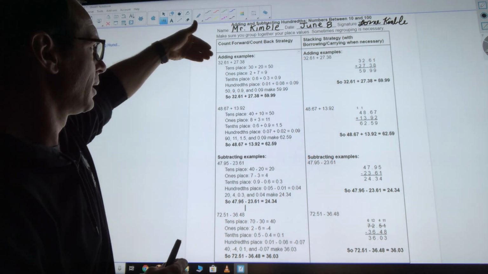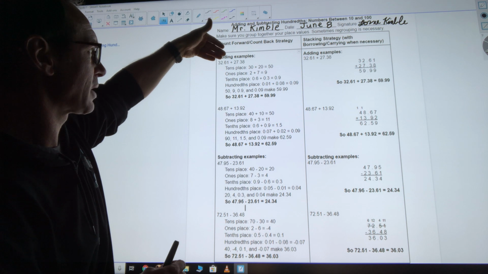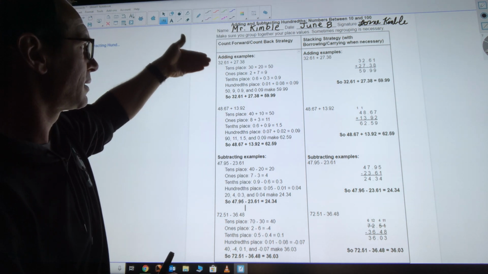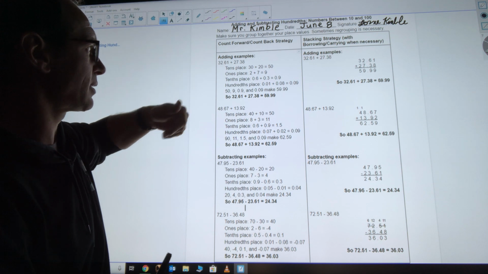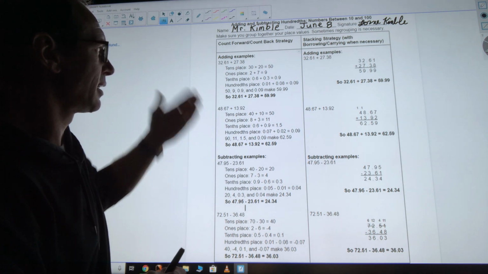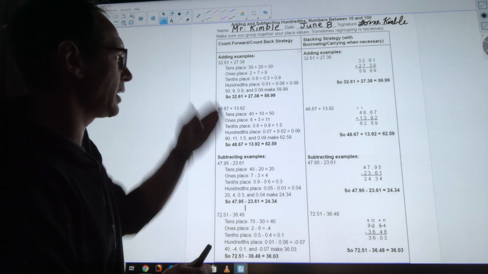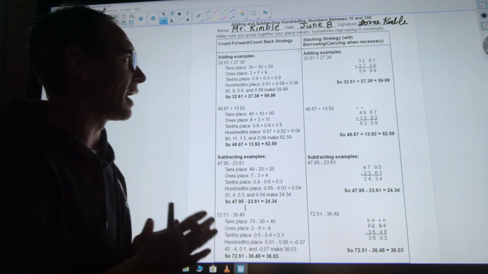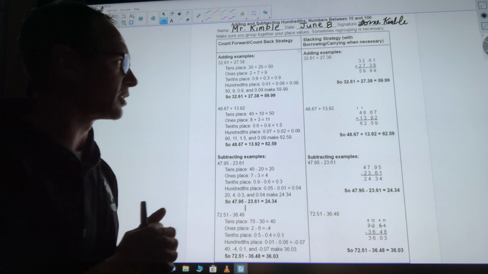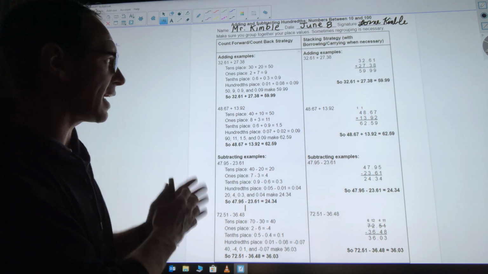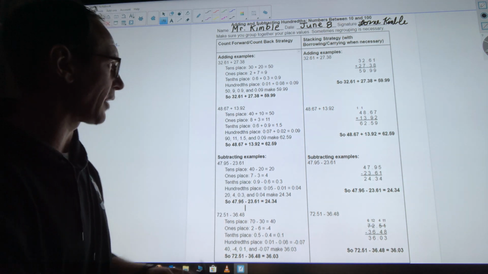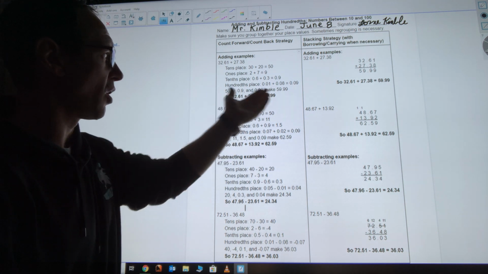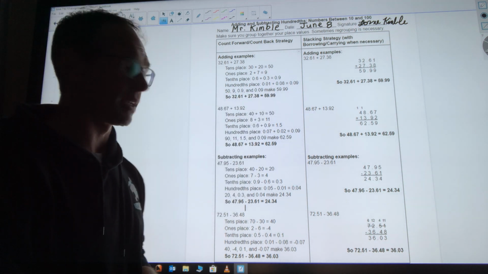So for example, in this one here, 32.61 plus 27.38, we add the tens, 30 plus 20, our ones, 2 plus 7, our tenths, 0.6 plus 0.3, and our hundredths, 0.01 plus 0.08, which is 0.09. And then we take the answers from each of those and put them together. 59, 0.9, 0.09, all together we get 59.99.